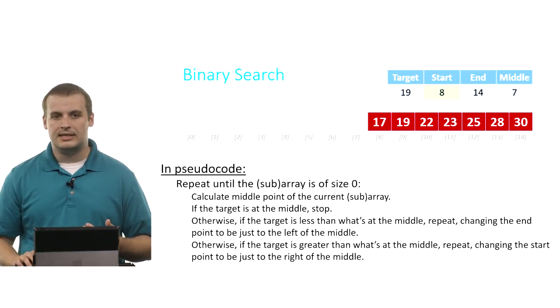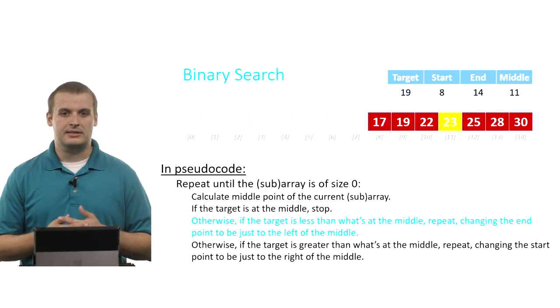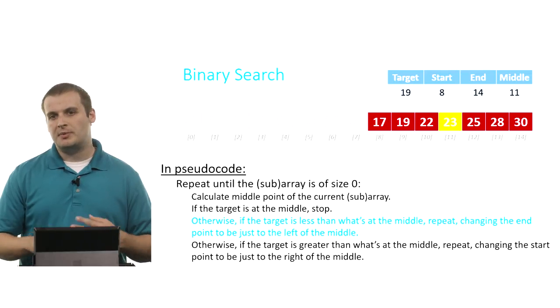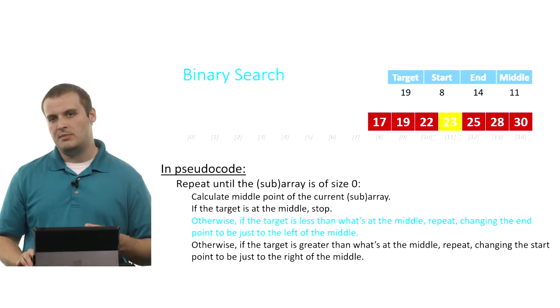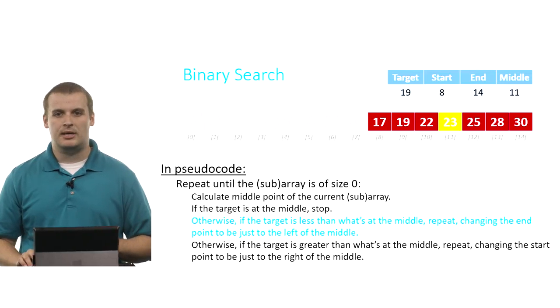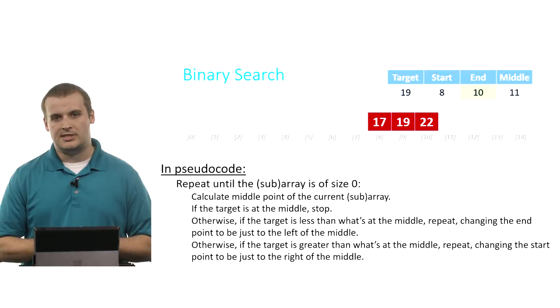And now we go over this again. We calculate the new midpoint. 8 plus 14 is 22. Divided by 2 is 11. Is this what we're looking for? No, it's not. We're looking for a value that's less than what we just found. So we're going to repeat the process again. We're going to change the end point to be just to the left of the midpoint. So the new end point becomes 10. And now that's the only part of the array we have to sort through.